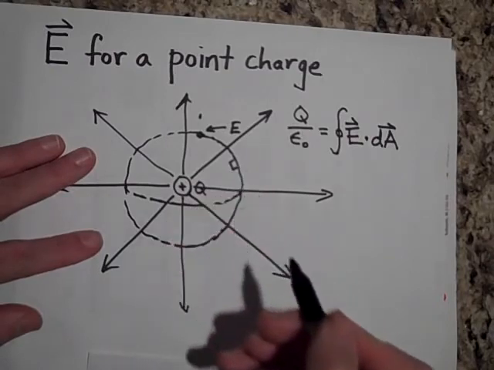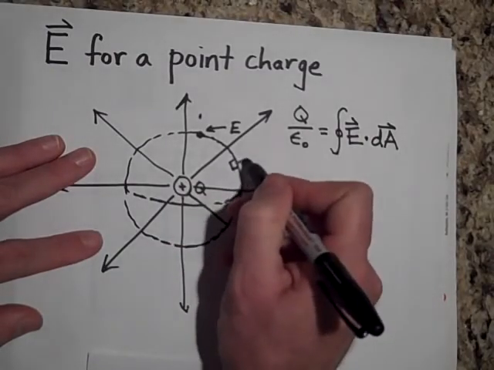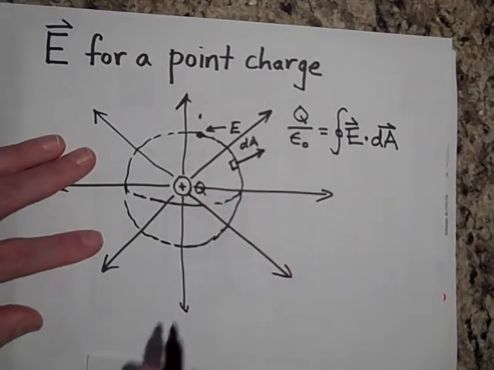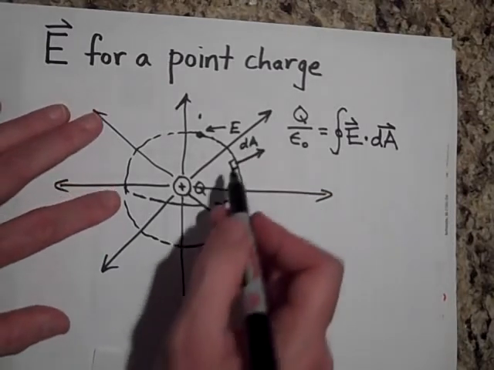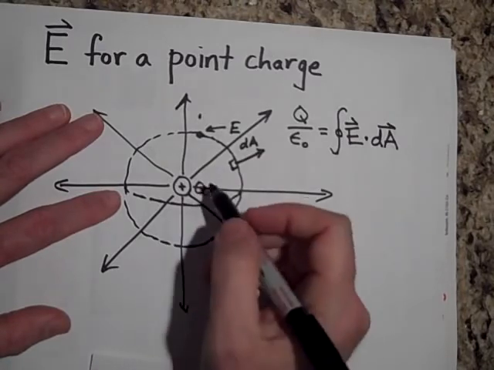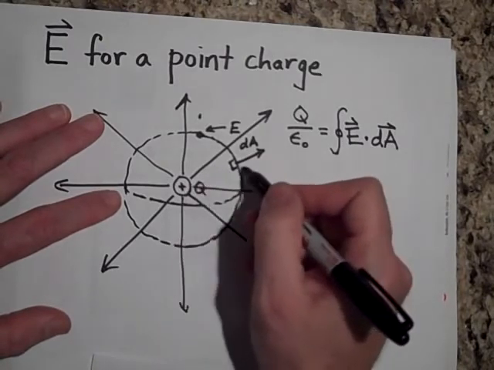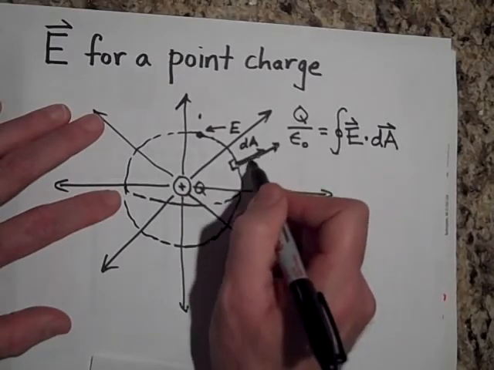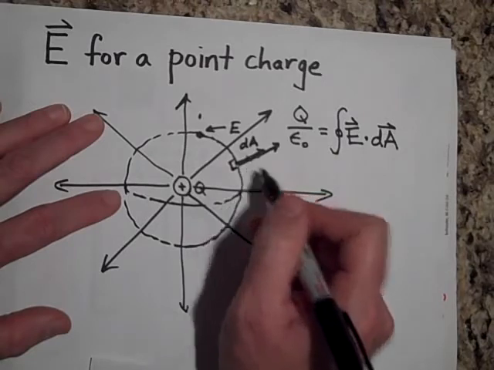Here's a dA. It's pointing this way. I'm making that look a lot bigger than it is. dA is infinitesimally small, but it's pointing normally out of the surface, or perpendicularly out of the surface. And so is the E right here. The E is going to be going this way. And so E and dA are parallel to one another.